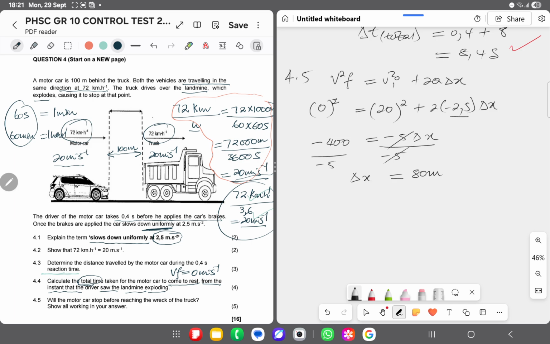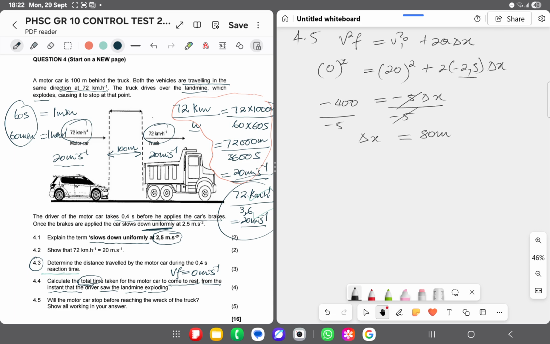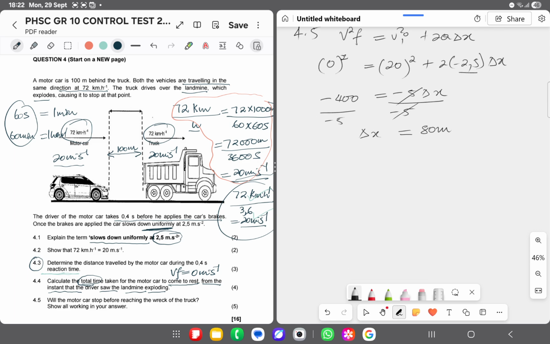Now remember, from 4.3 we determined the distance traveled by the motor car during the 0.4 seconds, which is the reaction time. The distance was 8 meters. So the total distance will be 80 plus 8, so I'm going to have 88 meters. And remember, the distance should be 100 meters. Of course, the car will be able to stop.